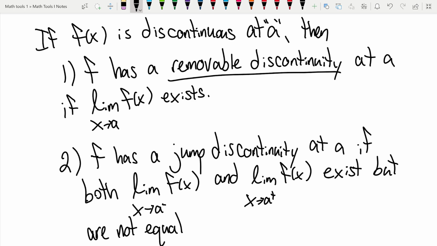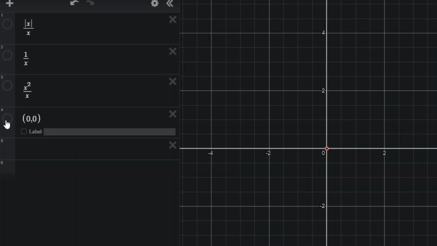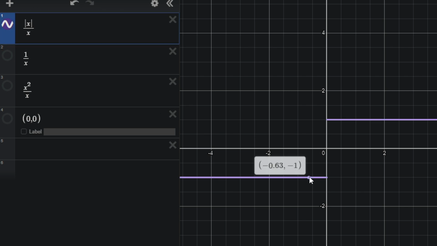So again, this is like the absolute value of x divided by x. We'll just go back and forth here, right? So here the limit as x approaches 0 from the left is -1. The limit as x approaches 0 from the right is +1. So the limit overall does not exist, but both one-sided limits do exist.